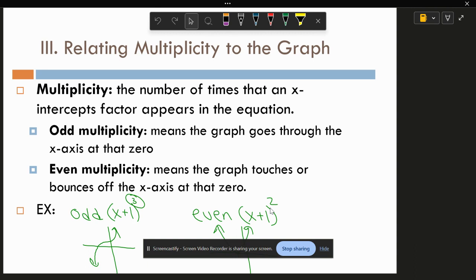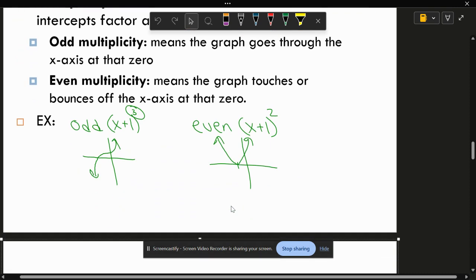So essentially, you have a polynomial. After you get the polynomial into factored form, there is going to be an exponent on each of those factors. If the exponent is odd, it will cross through your x-axis. If the exponent on one of those factors is even, it will touch or bounce off of your x-axis.